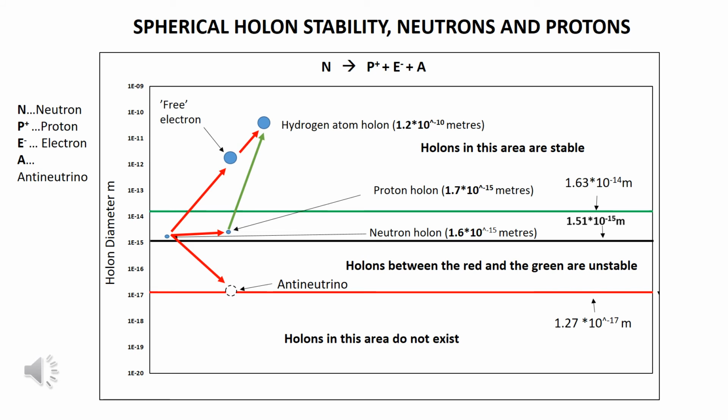Well, certainly a proton holon at 1.7 times 10 to the minus 15 meters in diameter is rather bigger than the original neutron holon at 1.6 times 10 to the minus 15 meters diameter. So having shed some quantum charges, the overall quantum electron speeds will be slower in the proton than the neutron, giving it more stability. The proton holon's constituent quantum charges have more room for themselves.